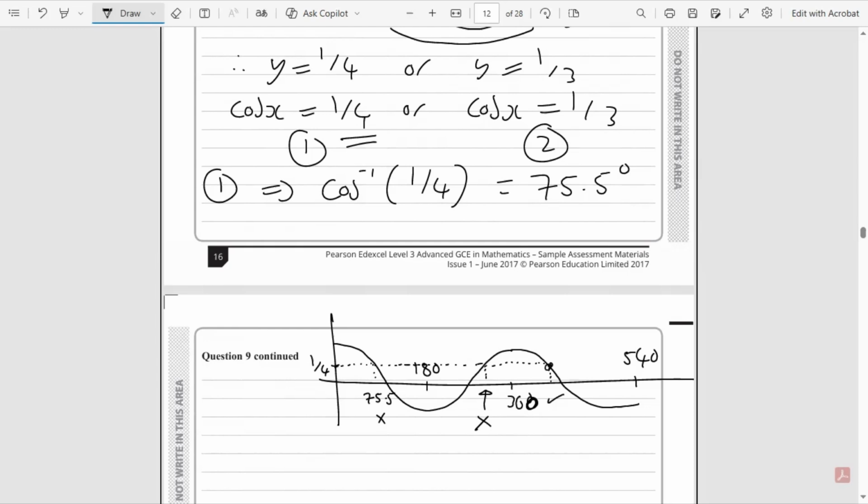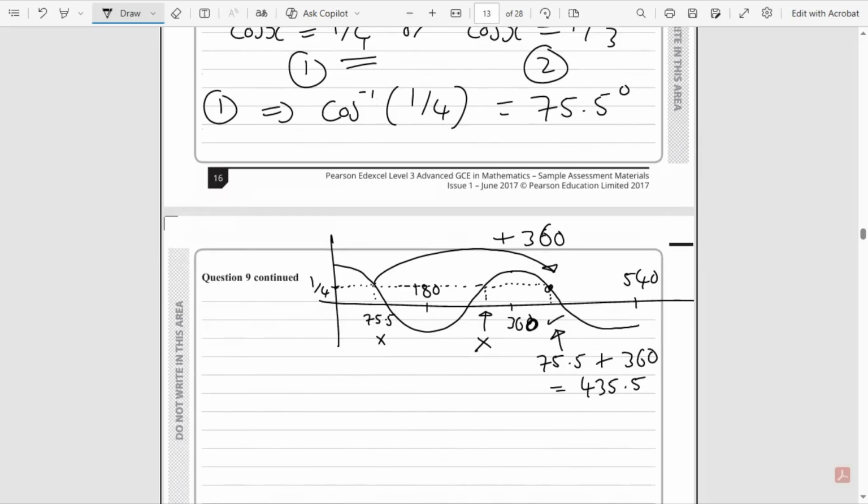So this value is going to be 75.5 plus 360, because remember, the period for a sine wave or a cos wave is 360. So this value there is 75.5 plus 360. Perfect. And if we just work this out on the calculator, 75.5 plus 360 is 435.5. So that's one potential solution. Now let's consider the second equation, cos x equals 1/3.